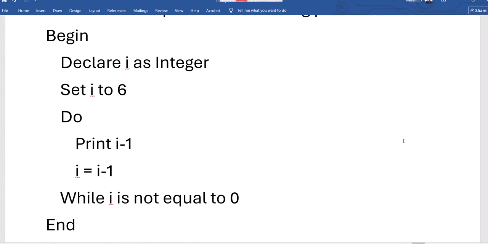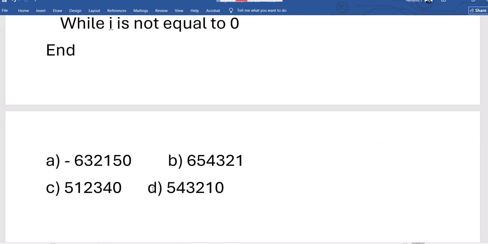Now what is the output of this code? Begin, ending, all done. Set I to 6. Do print I minus 1, I equals I minus 1, while I is not equal to 0. This is a do while. First it will print I minus 1, which is 5, then decrease the I value, it will print 4, then 3, then 2, then 1, 0, then it will check. So it's like 5, 4, 3, 2, 1, 0. Option D. Right.